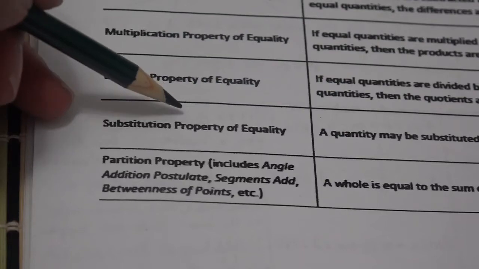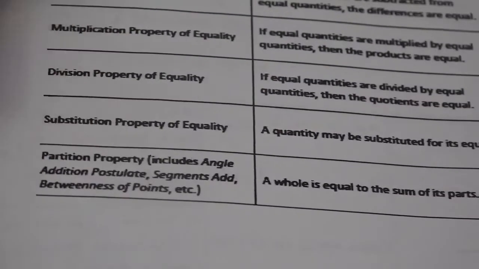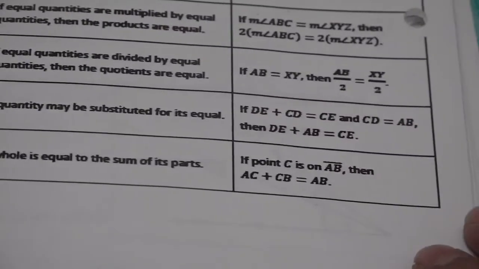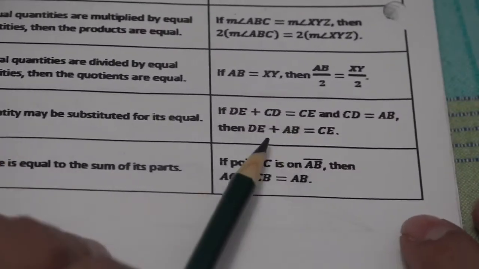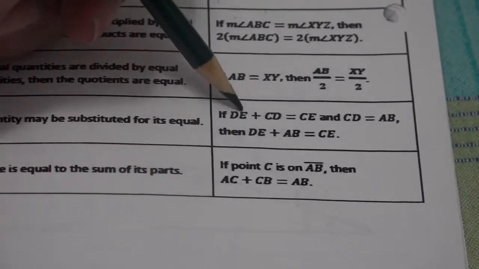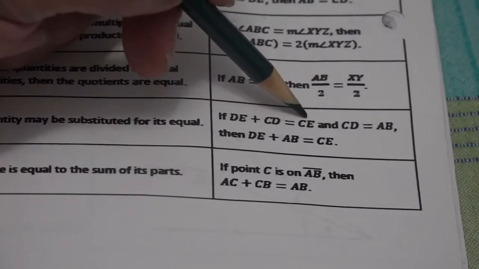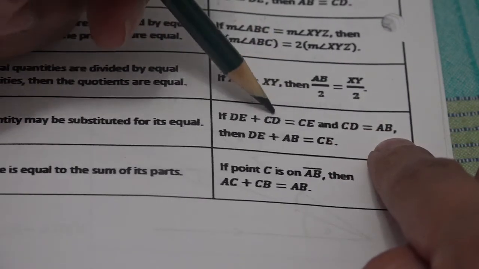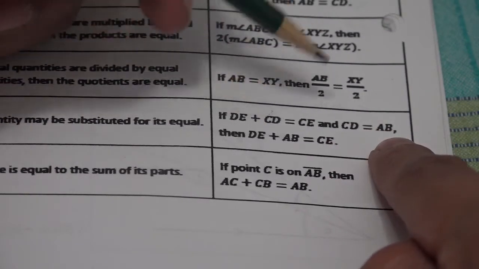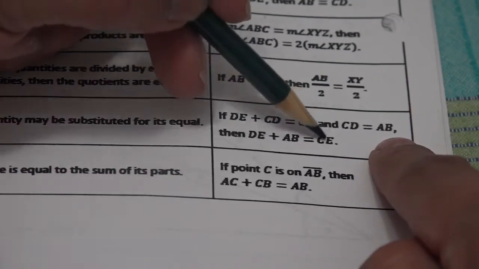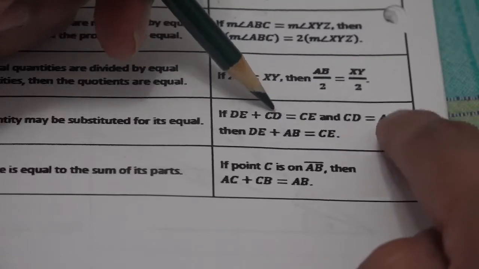The substitution property says that a quantity may be substituted by its equal. What does that mean? Well, this is also like the transitive property. Watch this. If DE plus CD equals CE, and CD equals AB, then I could say that DE plus AB equals CE. A quantity may be substituted by its equal.